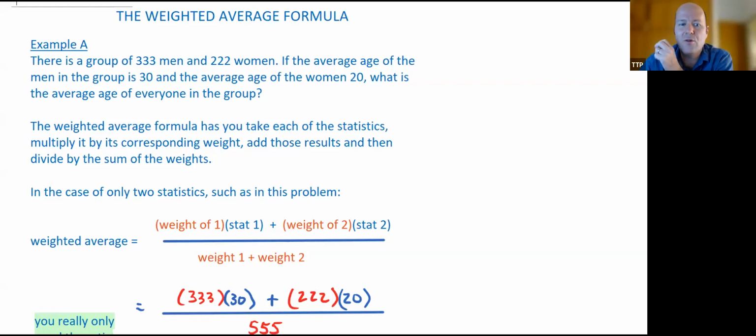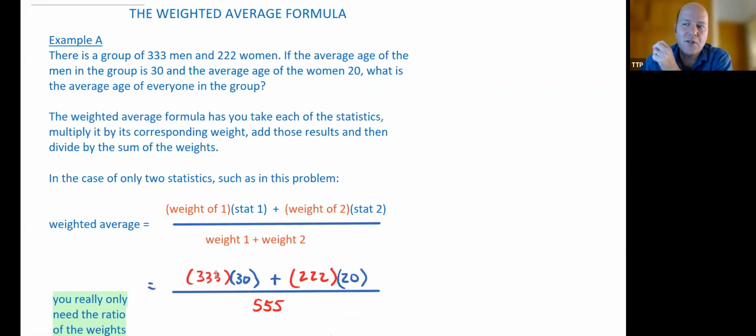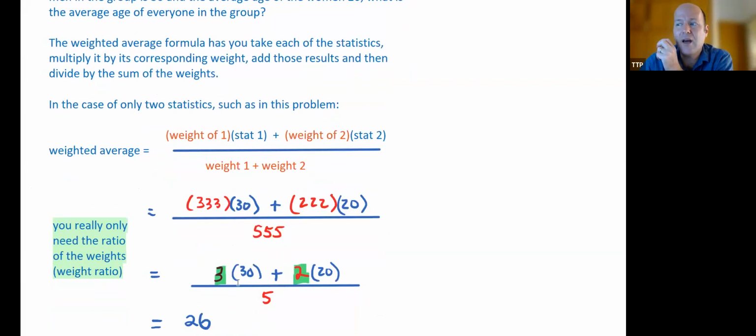The truth is, though, that you really only need the ratio of the weights. You don't actually need to work with these gargantuan numbers. Okay, so you could take the fact that 333 and 222 is in a 3-to-2 ratio and simply multiply the 30 stat by the 3, the 20 by the 2, and divide by the sum of the weights. Okay, if you've worked with weighted averages before, this is probably pretty straightforward for you. In this case, you're going to come up with the answer of 26.